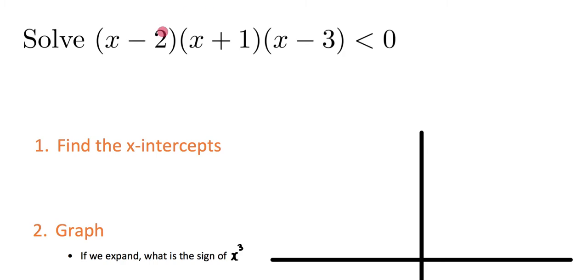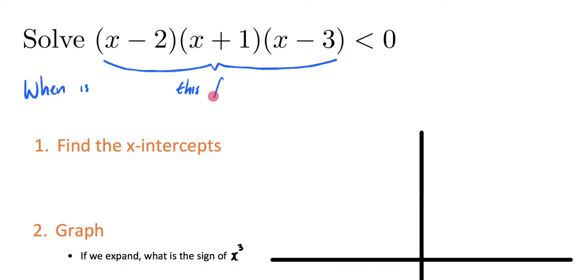Let's try again. When is this function, and now what I have is a less than 0. So what that means is when is this function below the x-axis. So this is really helping us understand what the question is asking and visualizing it as well. When is this function below the x-axis?